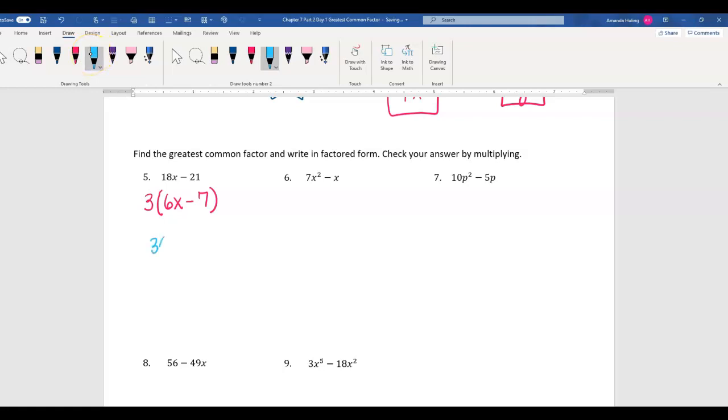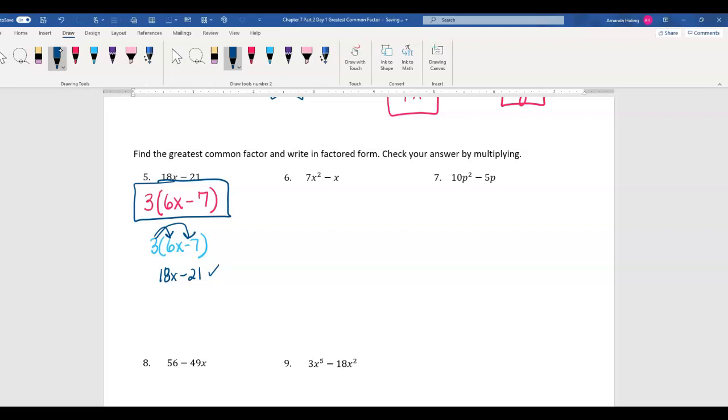And then what I want you to do is check your answer. So you're going to rewrite it and ask, is 3 times 6x, that's 18x. 3 times negative 7 is negative 21. Does the original match? It sure does. So that is factored form. One factor is 3. The other factor is 6x minus 7.